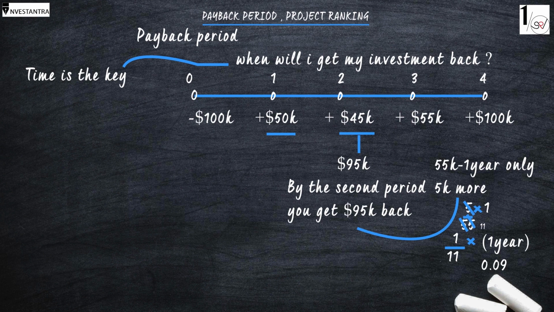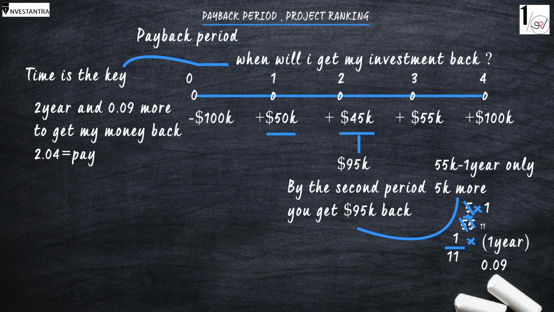Because even here, if I just highlight this in red, it says payback period. So because of the word period, you know that time is the main component. So how many years will I take in this example? 2 years and 0.09 more to get my money back. Okay. So this 2.09 becomes my payback period.